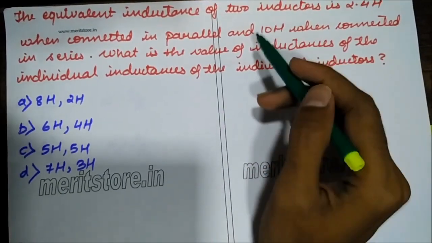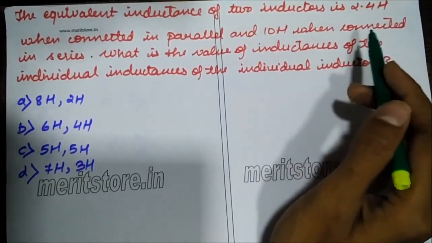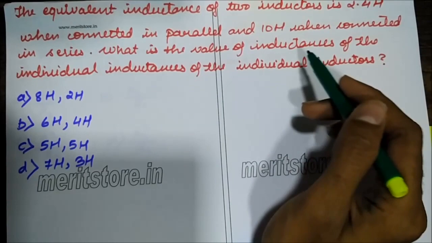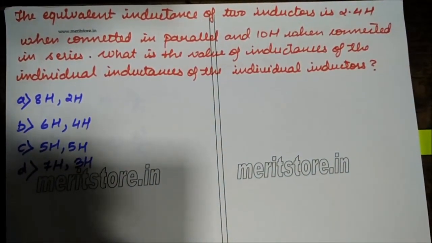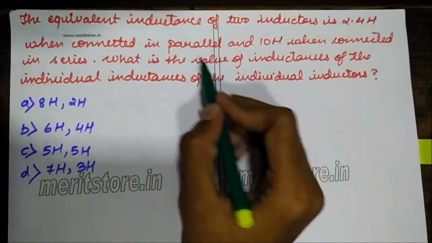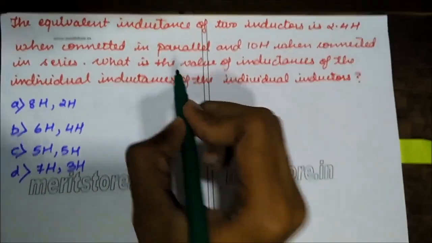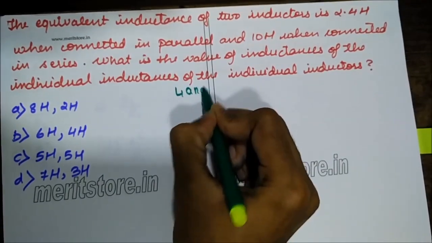The equivalent inductance of two inductors is 2.4 henry when they are connected in parallel, and 10 henry when connected in series. What is the value of each of the individual inductors? So we need to find the value of each individual inductor. Let us have two inductors, L1 and L2.